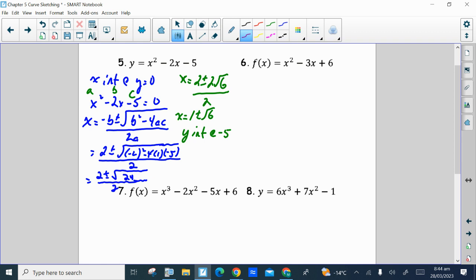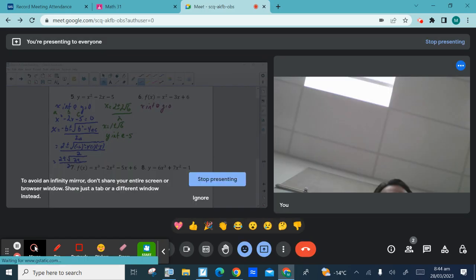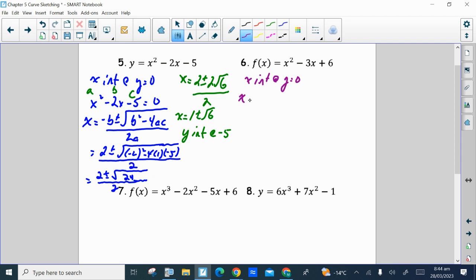Number 6, again, cannot be factored. So if we're going to solve it, we'll use the quadratic formula. Negative b, well, b is negative 3, so the negative becomes a plus positive, so it's 3 plus or minus the root of b, which is negative 3 all squared, minus 4 times a times c, all over 2 times 1, 2a.